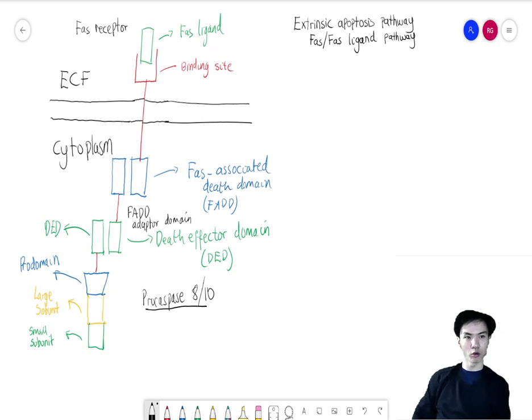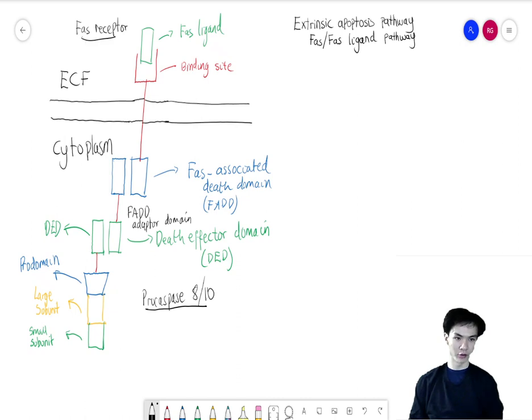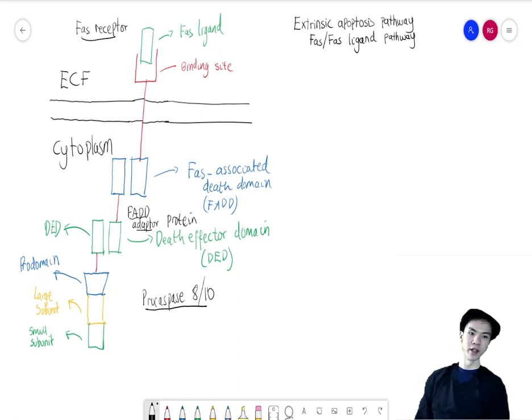Okay, and this whole complex of your Fas receptor bound to your FADD adapter protein. So Fas receptor here bound to your FADD adapter protein, or FADD. That's not a domain, that's a protein, and that protein consists of two domains: the death effector domain joined to your Fas-associated death domain.